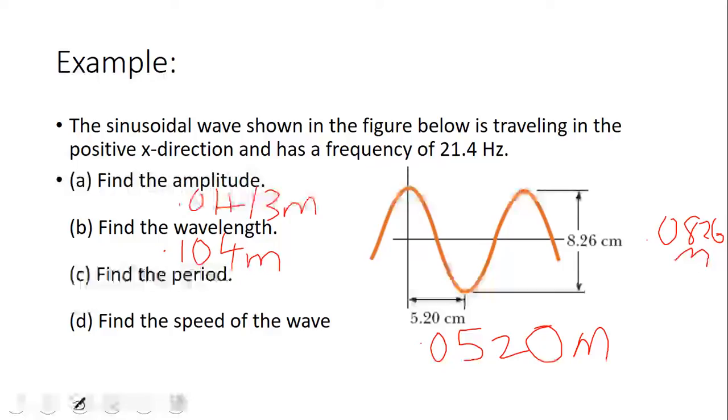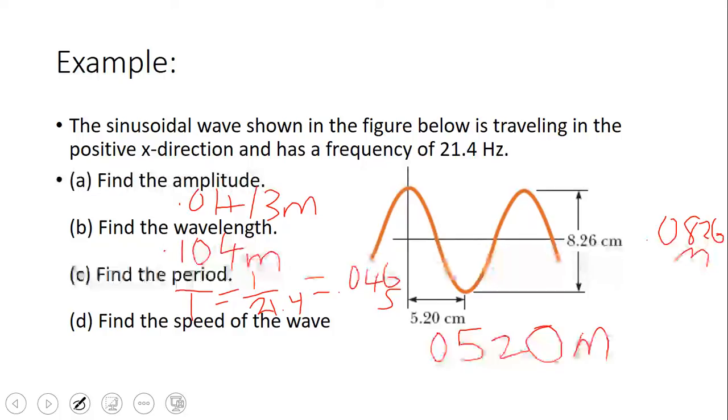And to find the period, we know that period is 1 over frequency, and frequency is given. So we find that T, period, is equal to 1 over frequency, which is 21.4, which will be equal to 0.046 seconds. Seconds is the unit for period.